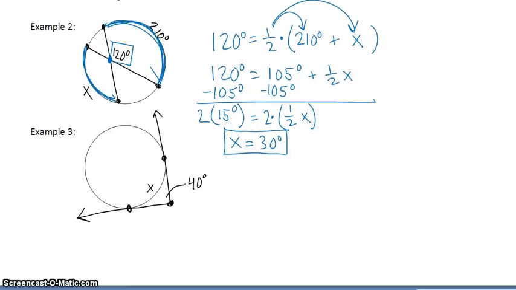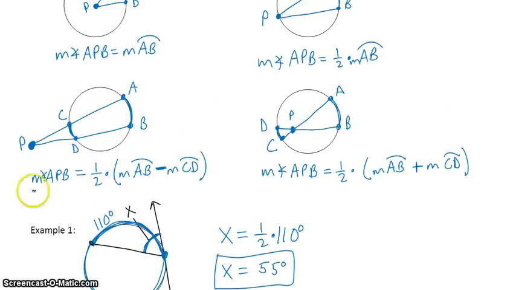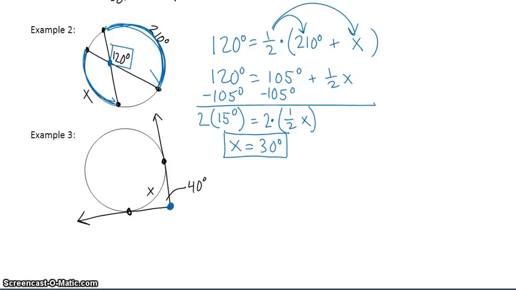Last example, example number 3. Locate the vertex of the angle. The vertex is outside the circle, so the formula that we're going to use is our third formula. Angle equals 1/2 times big arc minus little arc. My little arc is easy to see. It's x big. What's tougher to figure out is my big arc.